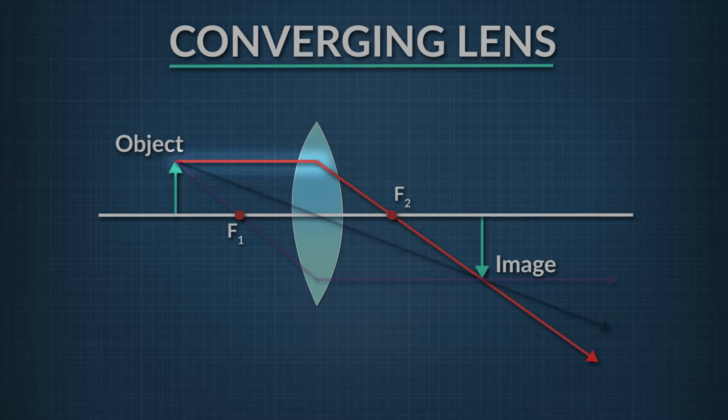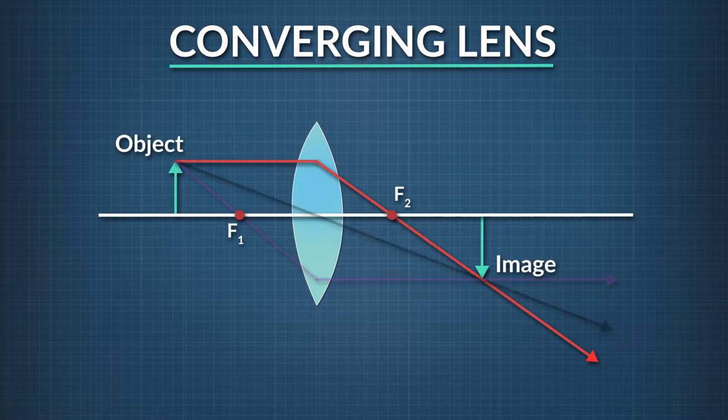The first principal ray begins at the object and runs parallel to the optical axis until it reaches the lens. The lens then bends the ray so it passes through F2, the focal point on the opposite side. Notice that just by drawing one principal ray, we can't tell where the image forms. It could be anywhere along the ray.